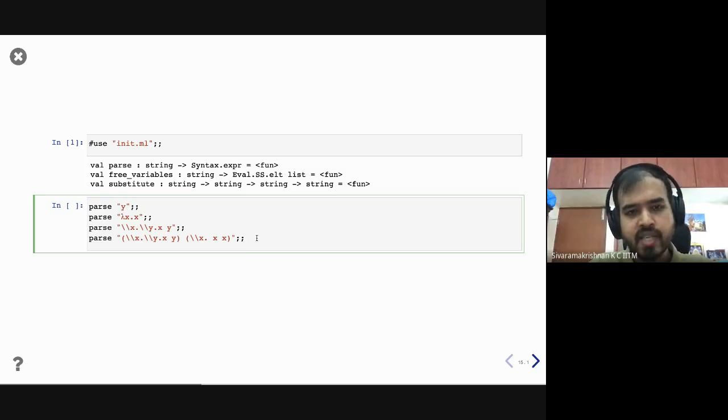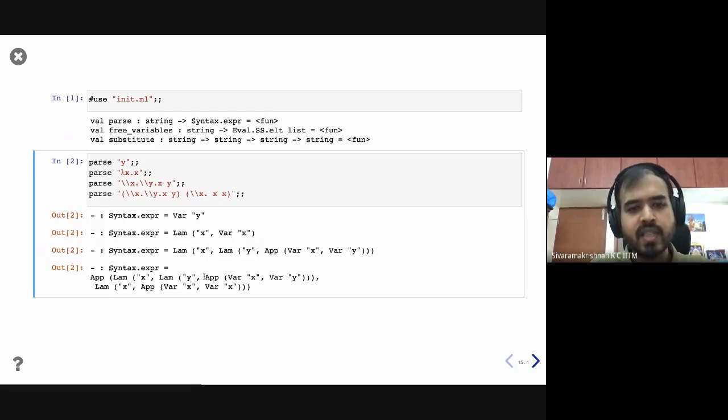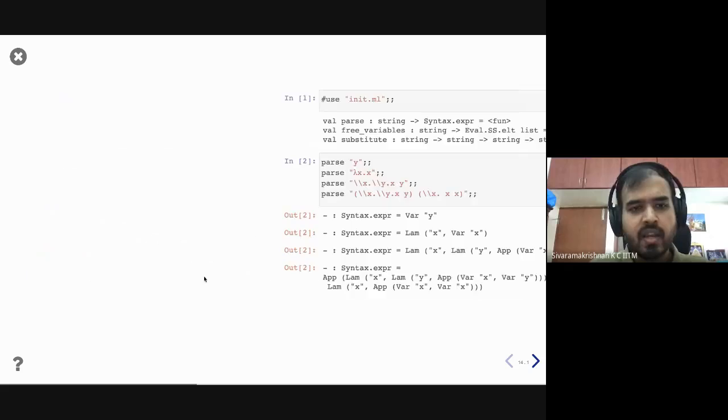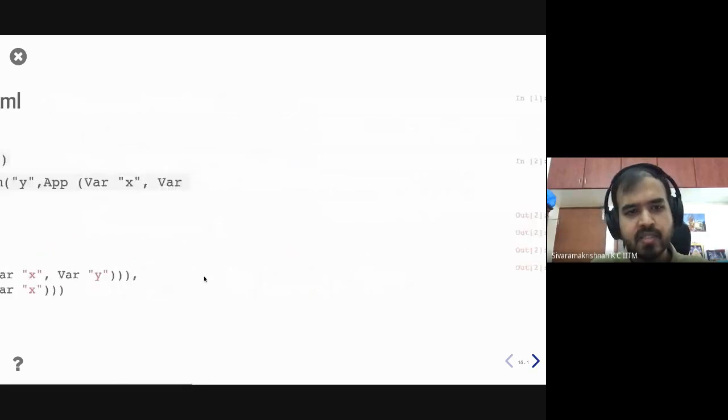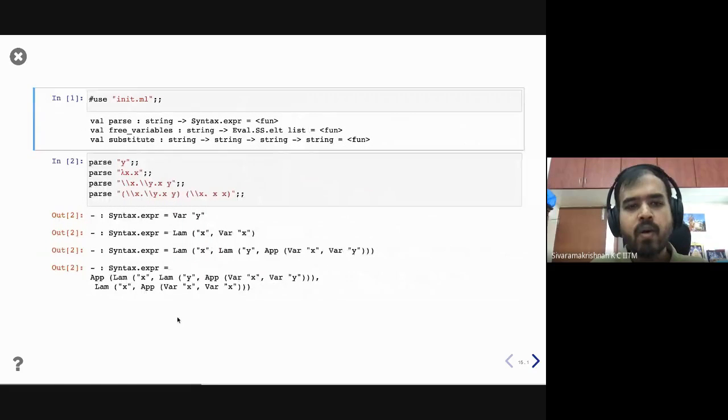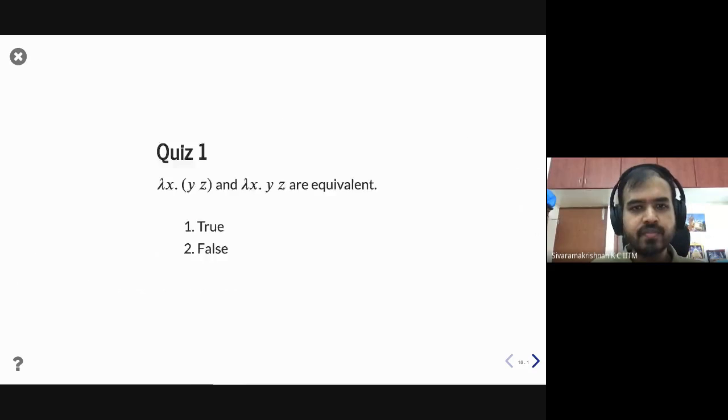When you parse these expressions, you just get the same terms as before. I'm not going to explain it. This is just the same term as before. So this will help you parse the expressions. That's the first one.